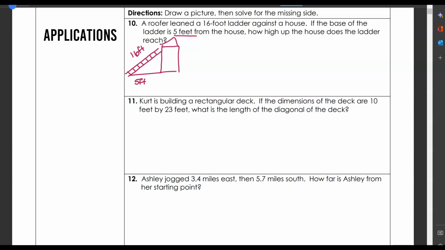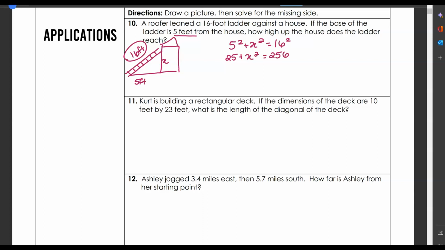So how high up? My question is, what size is this? How high up is the ladder from the house? Okay, so here we have a good case of the Pythagorean Theorem. 16 is our hypotenuse, so we're going to have 5 squared plus x squared equals 16 squared. So 5 squared is our 25 plus our x squared, and 16 squared is going to be that 256.